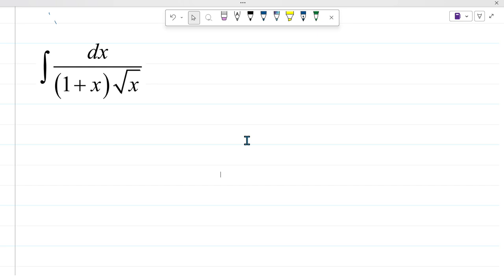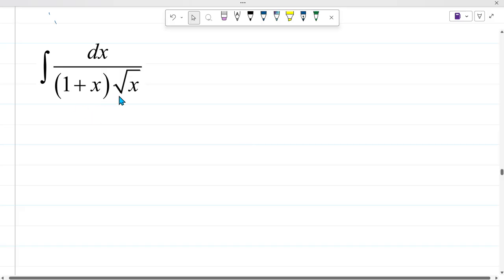So since we have 1 plus x, maybe one could say I can just multiply out by that square root, and then I will end up having x plus x to the power 3 over 2. Can that help us? I don't think it's going to be of use because we'll get stuck. Imagine what we're going to have here.